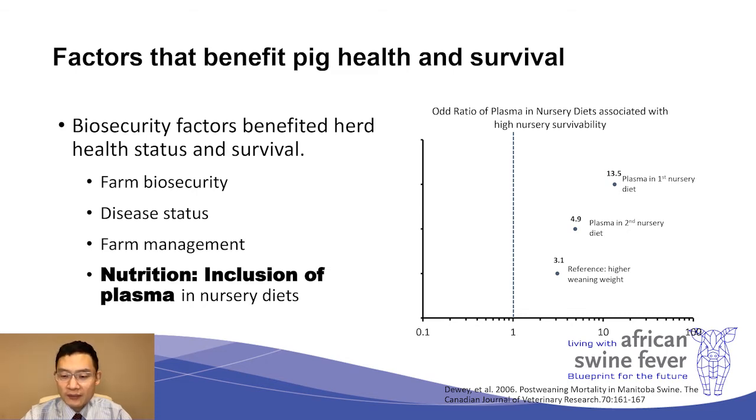They are even higher than the reference, for example the odds ratio for higher weaning weight. We all know higher weaning weight will increase pig survival or pig health, but this data from Dr. Duane really shows the importance of nutrition. It's probably actually more important than higher weaning weight from this piece of information. Nevertheless, this really shows there are several factors that can help with pig health, which we all have to focus on for your pigs if you are in the African swine fever threat zones. And nutrition is very, very important as well.